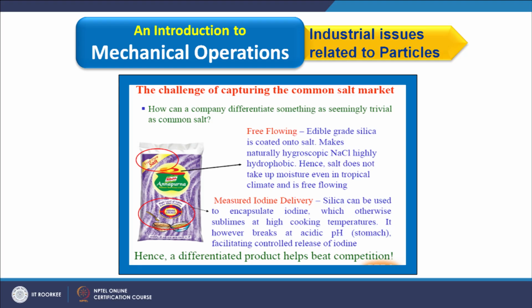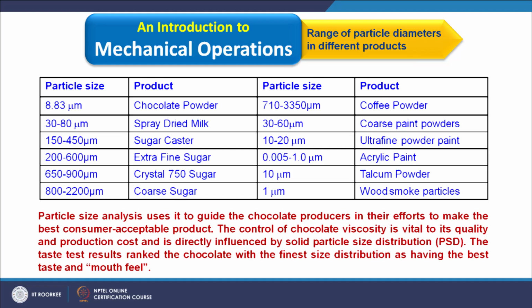So, that comes under mechanical operation. After a slight change, a slight modification, the product becomes favorable for the customers. In this slide, I am showing the range of particle diameter in different products. Now, if I consider the chocolate powder, it has a desirable size like 8.83 micrometer. What is the use of this particular size?